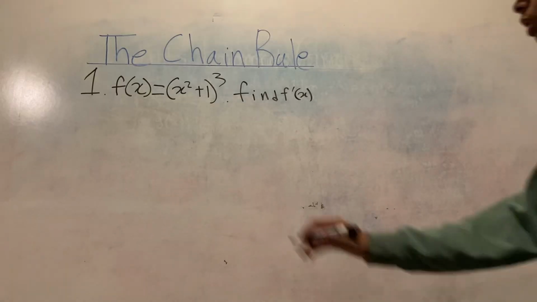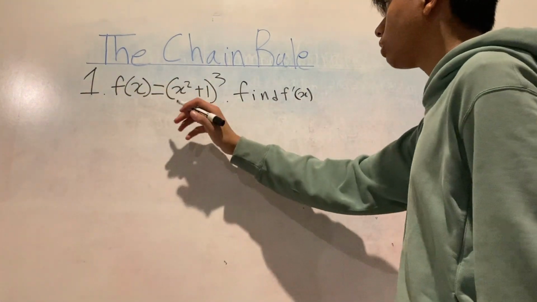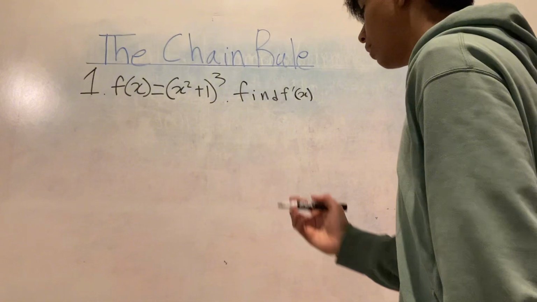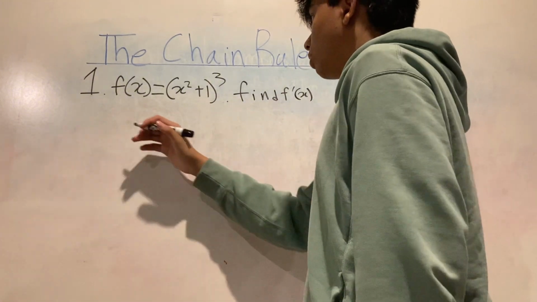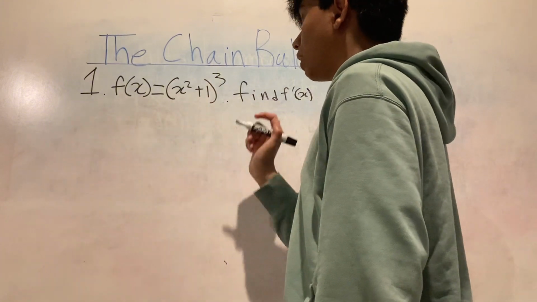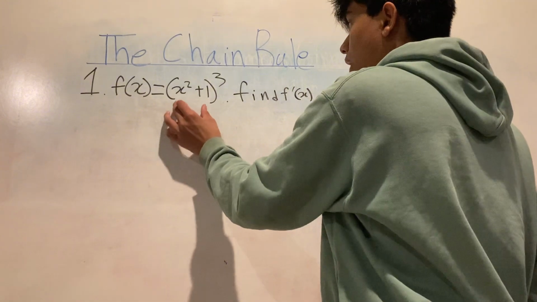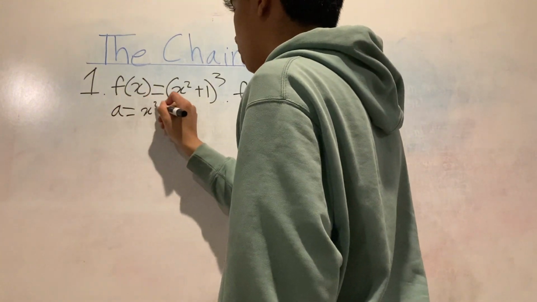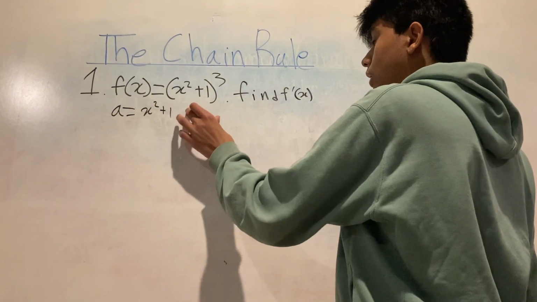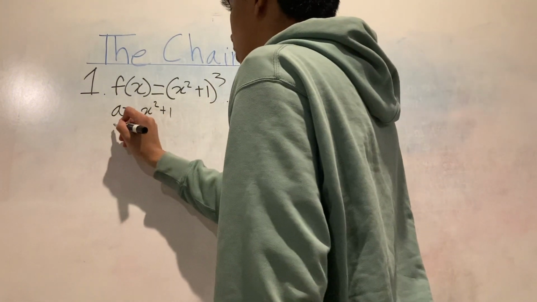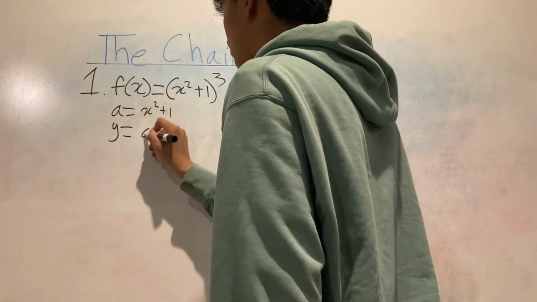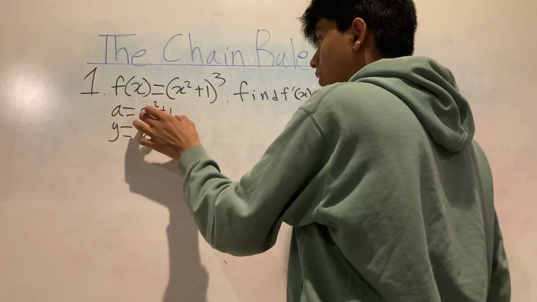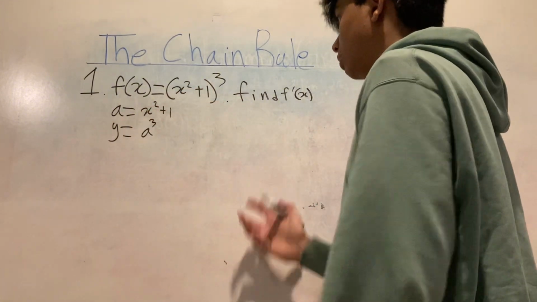Okay, so the first problem gives us f of x equals (x squared plus 1) cubed, and we need to find f prime of x, so we need to find the derivative. The method I like to use is separating the outside function and the inner function. In this, we see that the inner function is just x squared plus 1. So let's just say a equals x squared plus 1. And now this whole thing is being cubed. So the outer function, let's just say y equals a cubed, because a is the inner function and y is the outer. So you take the entire inner function and cube it, because that's what the outer function is.